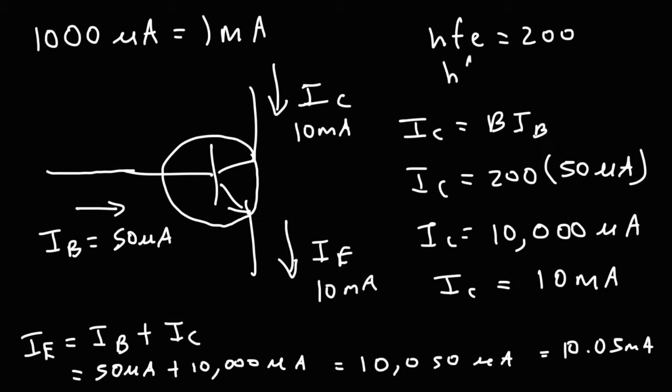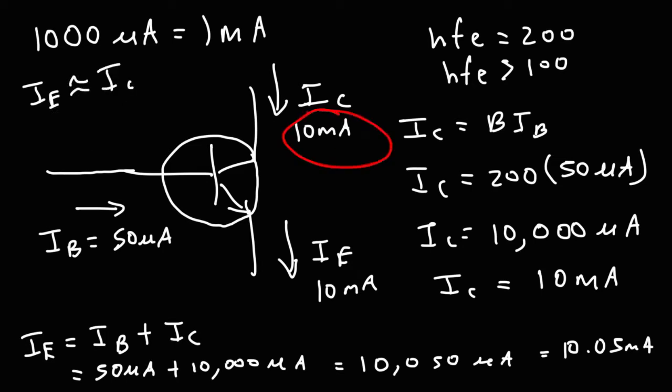So when HFE is large, let's say if it's greater than 100, IE is approximately equal to IC. 10 milliamps or 10.05 or even 10.1, that's still about 10 milliamps. So sometimes you could use this approximation to simplify calculations in the future, especially when you have difficult transistor problems that you're trying to solve.